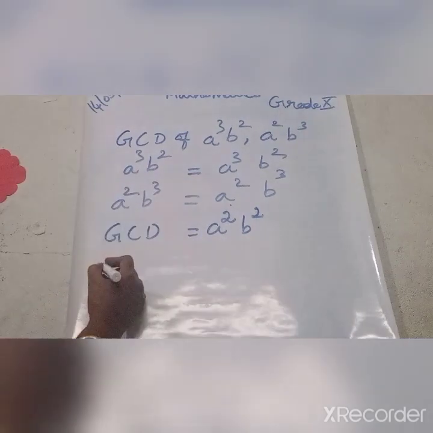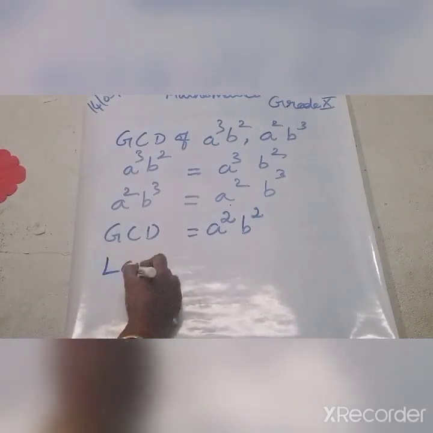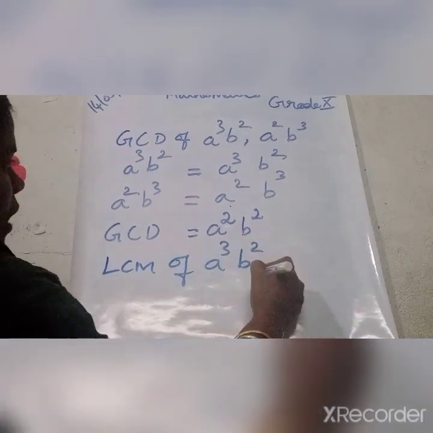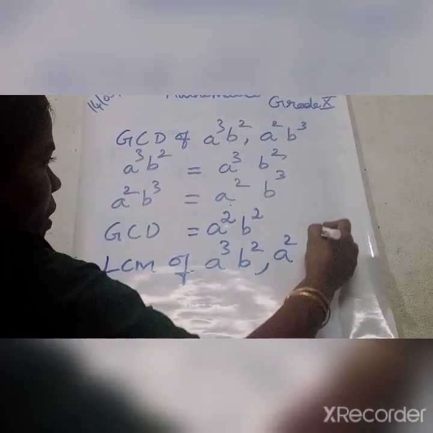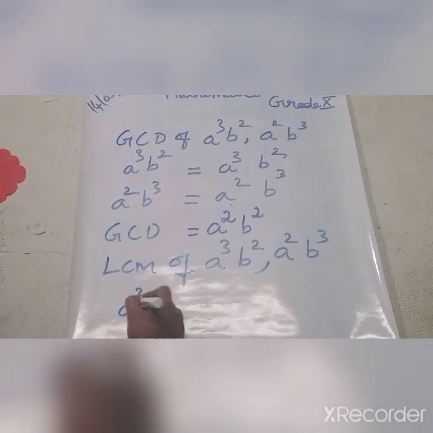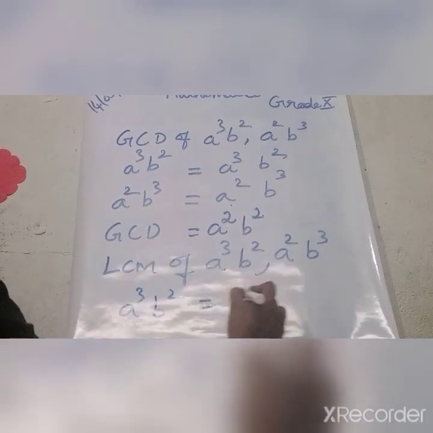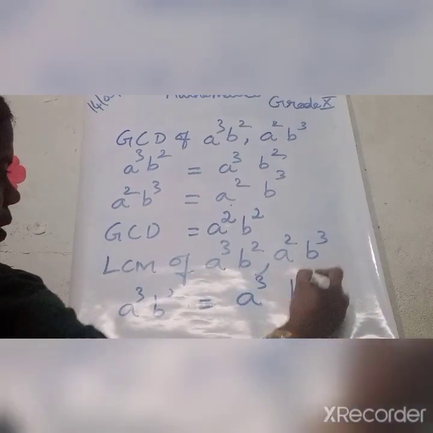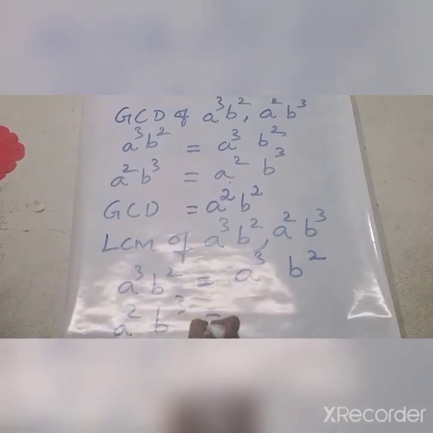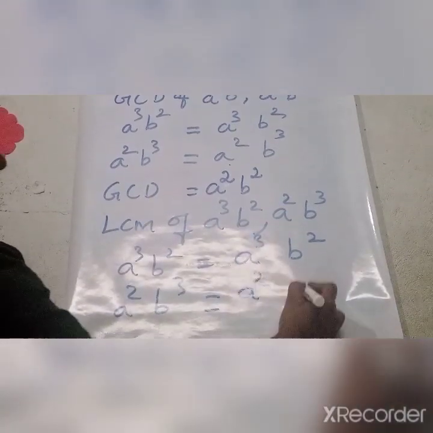Similarly, for the same question, let us find the LCM. LCM of a cube b square, comma a square b cube. How to find out? First of all, a cube b square is equal to, as it is, a cube b square. Next, a square b cube is equal to a square b cube, as it is.